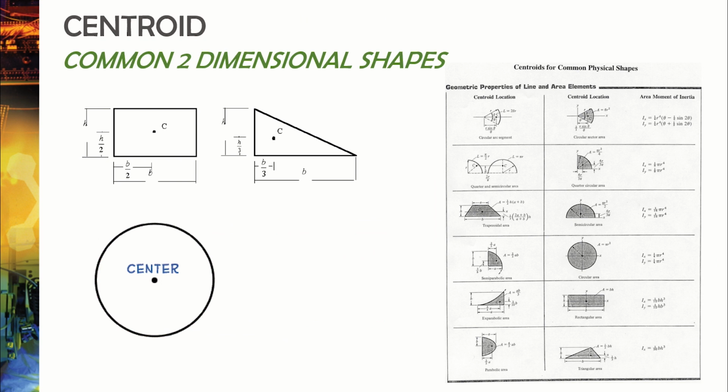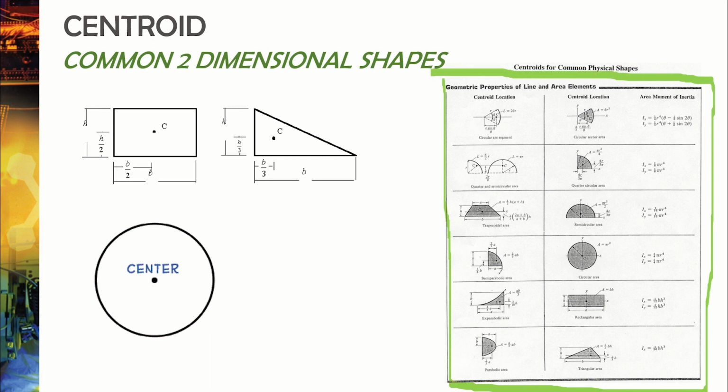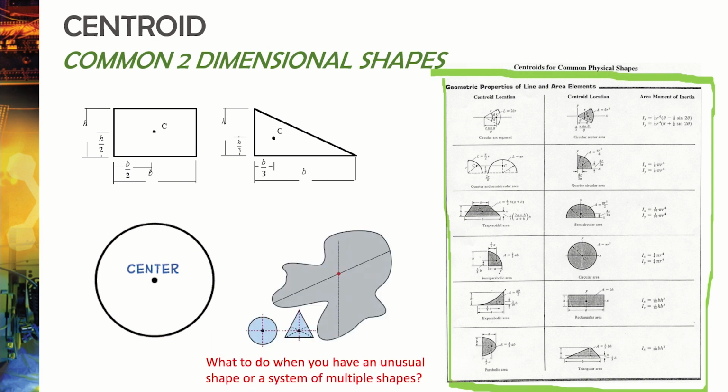This is all well and good for all sorts of shapes that we may know, like a square, a triangle, or a circle. There's also tons of other resources out there that tell you the center of mass of other common shapes. But what might you do if you were given an unusual shape, or rather a composite system of shapes? Well, let's look at the next example.